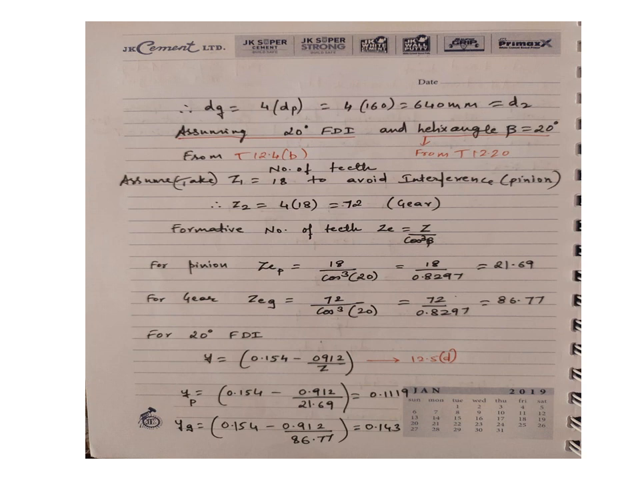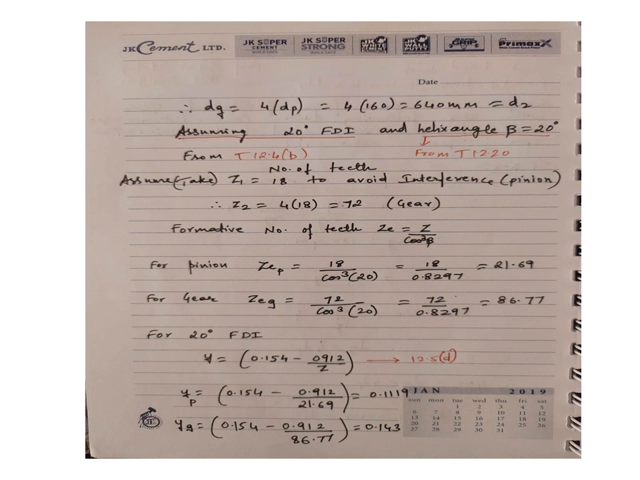In case of helical gear, it is required to calculate the formative number of teeth. Therefore, formative number of teeth is given by Ze is equal to Z divided by cos cube beta, which is the formula available from the data handbook. For pinion, the formative number of teeth, Zep, comes out to be 18 divided by cos cube of 20, which comes out to be 21.69. Similarly for gear, Zeg comes out to be 72 divided by cos cube 20, that comes out to be 86.77.